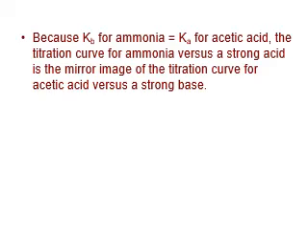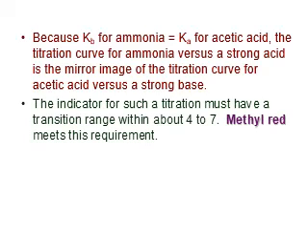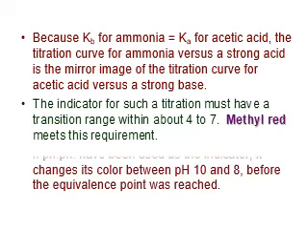Because Kb for ammonia is equal to Ka for acetic acid, the titration curve for ammonia versus a strong acid is the mirror image of the titration curve for acetic acid versus a strong base. The indicator for such a titration must have a transition range within about 4 to 7. Methyl red meets this requirement, so methyl red can be used for this titration.